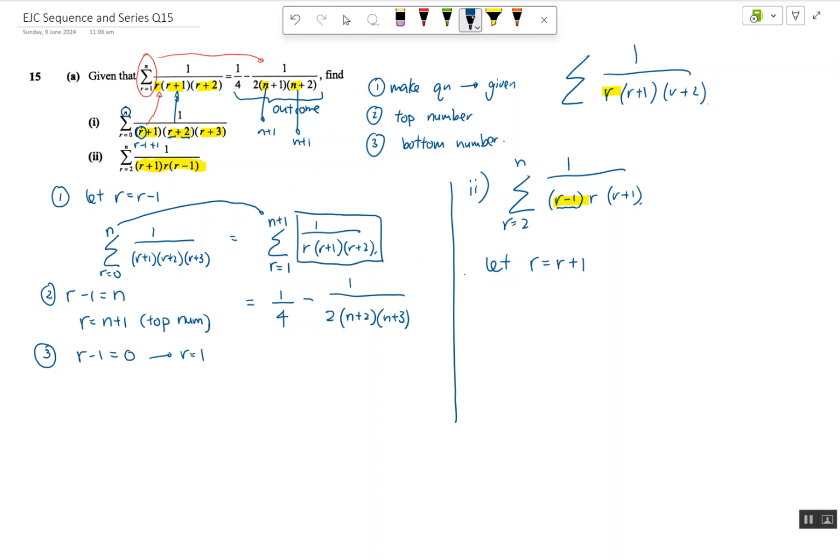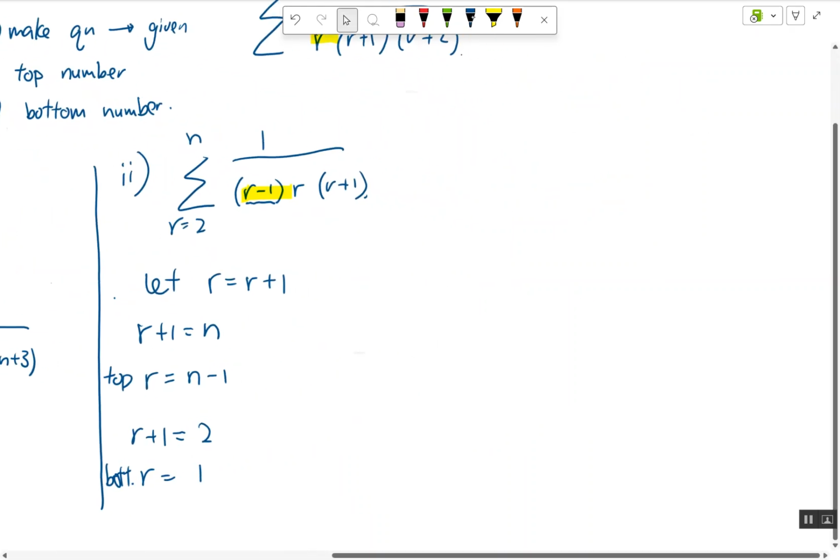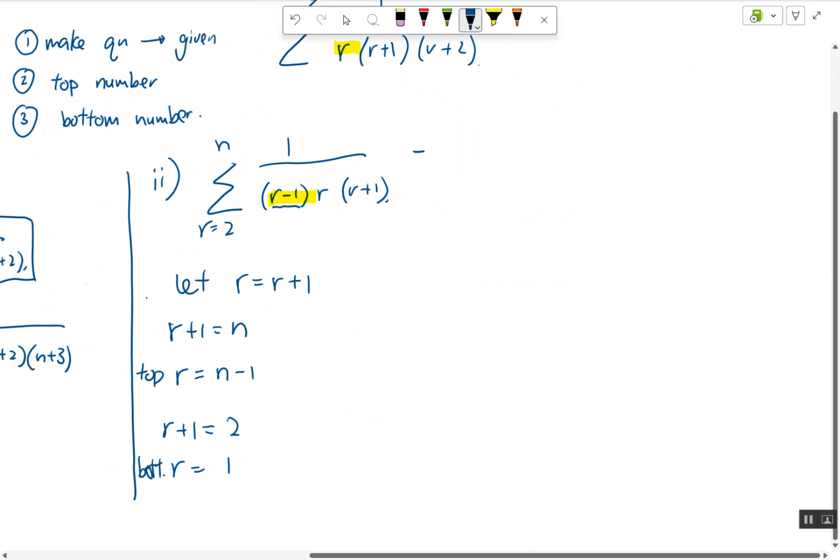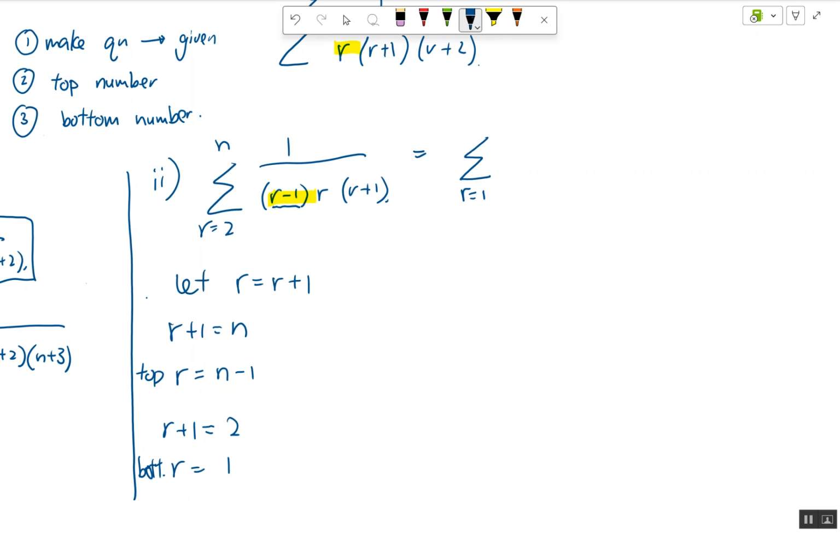So I already established the fact. The top number, r plus 1 equals n, r equals n minus 1. The bottom number, r plus 1 equals 2, r equals 1. So this is the top number and this is the bottom number. Now I have already settled these 3. I can say that my question in terms of the original given is: bottom number r equals 1, top number n minus 1, 1 over r, r plus 1, r plus 2.